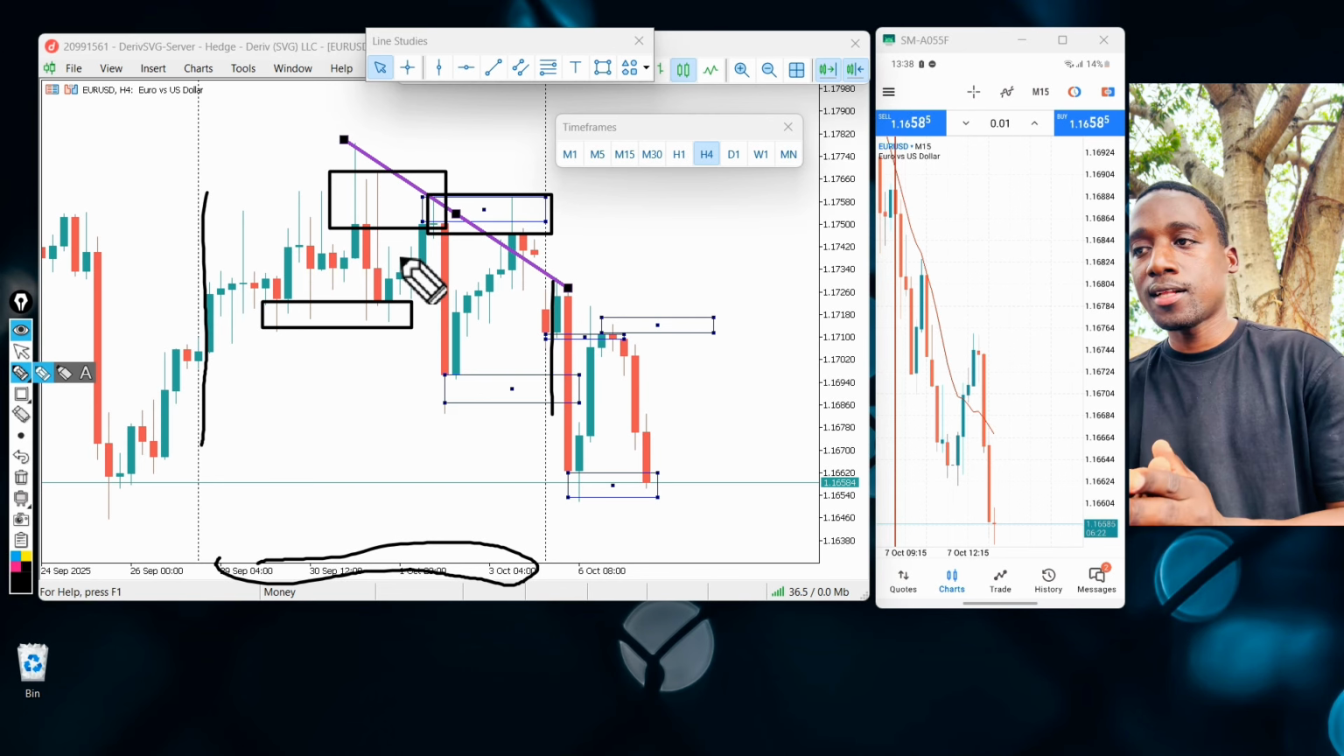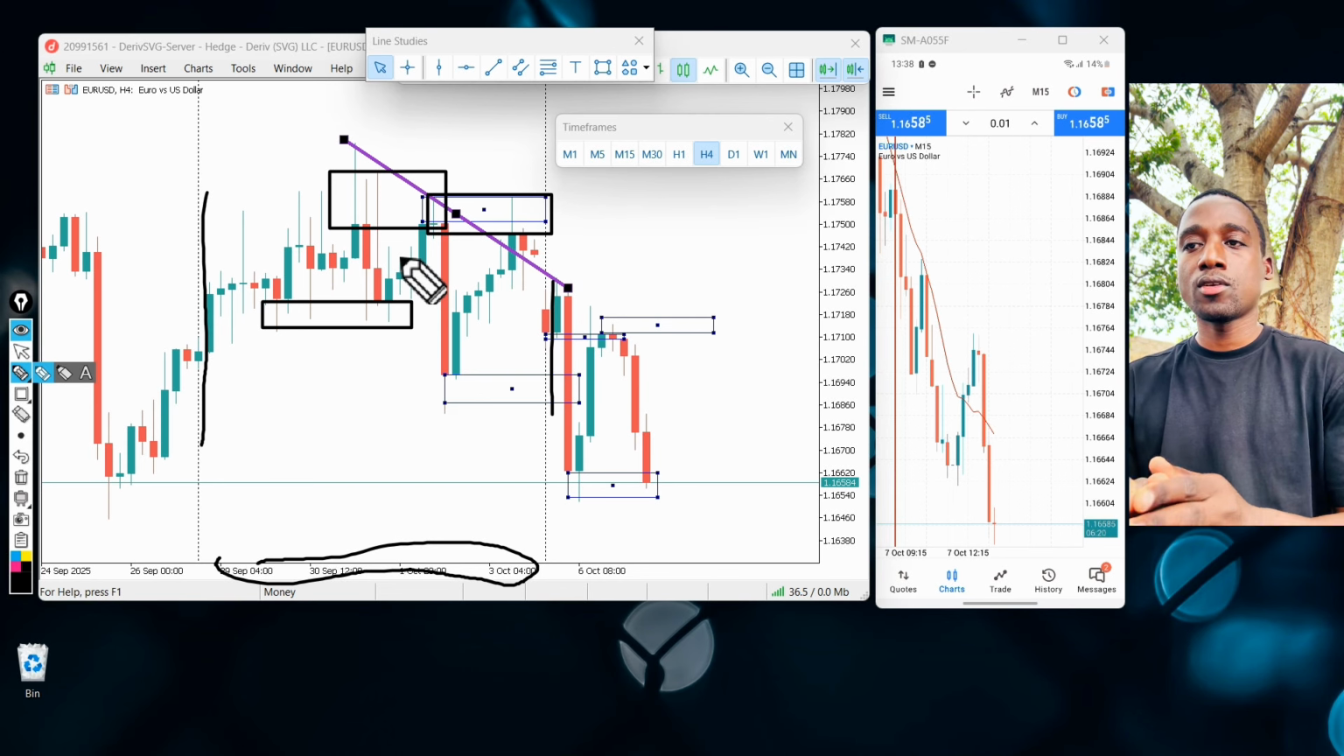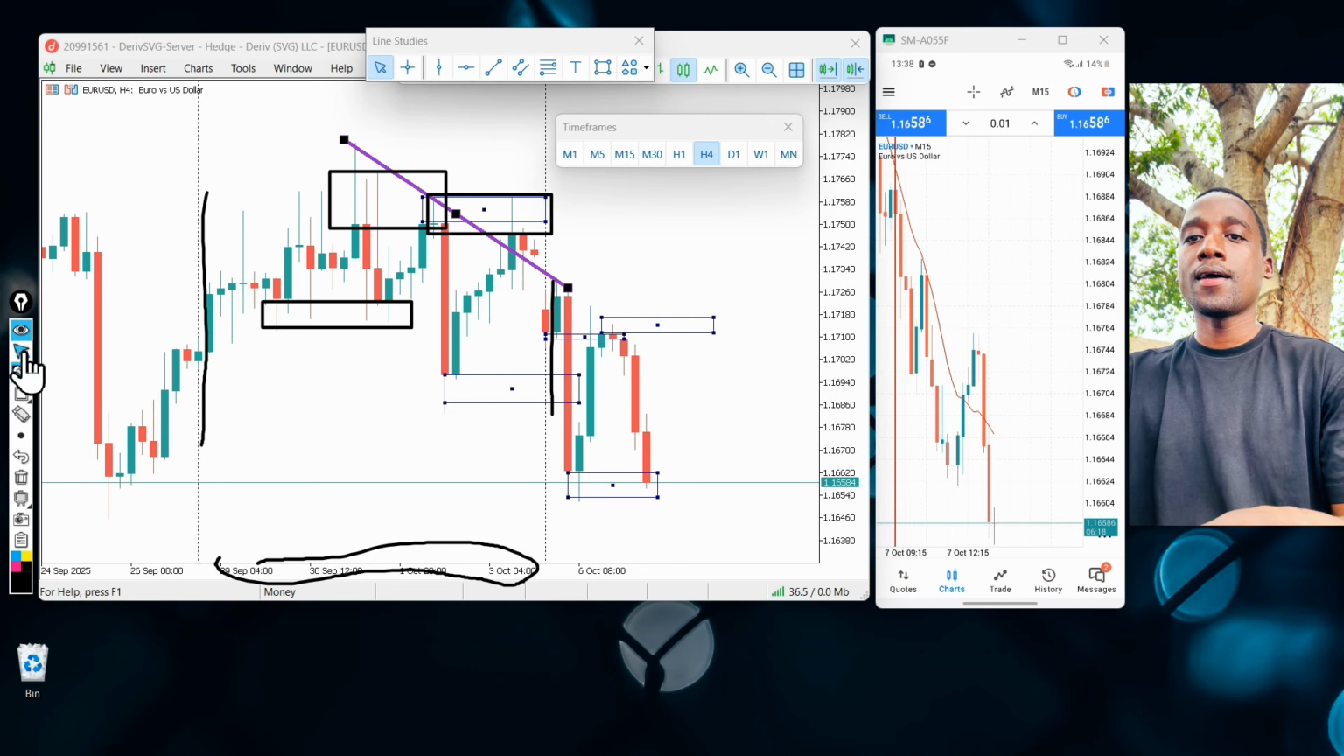But what about if we're scalping? We're expecting to take many trades. So it's important to also apply proper risk management.